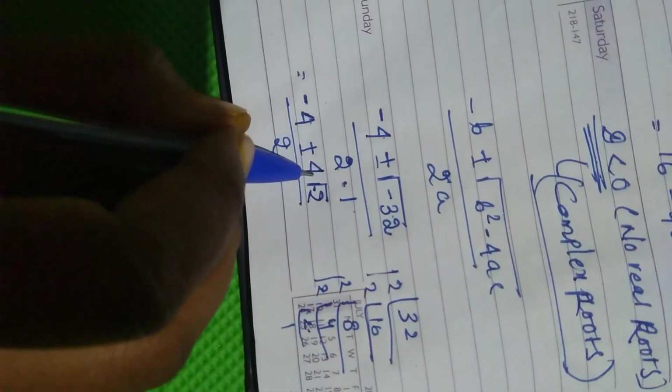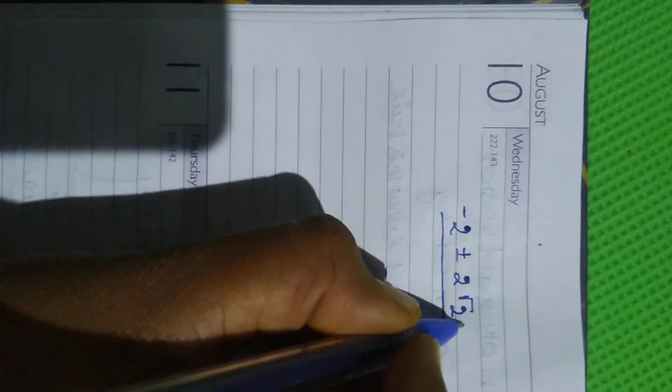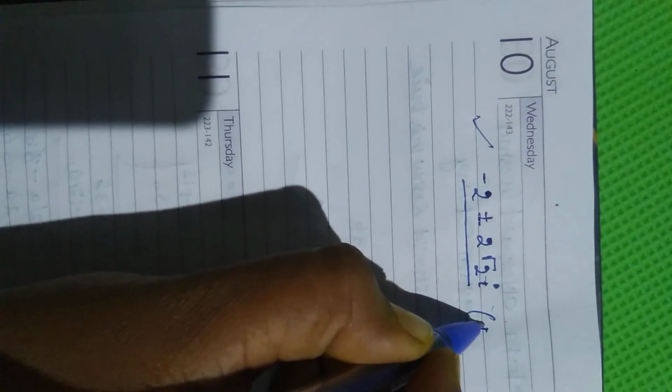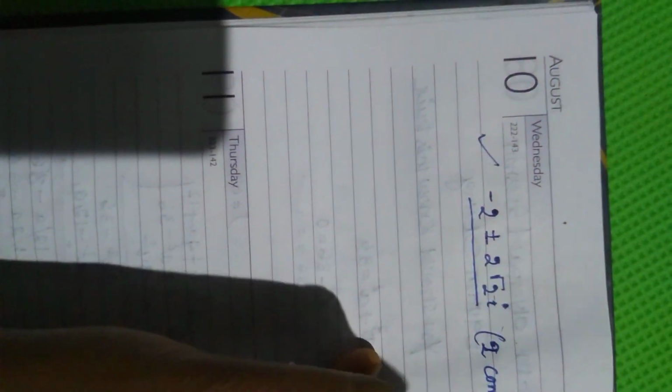Now let me take out 2 common from this. So you will be left, dividing both by 2, with minus 2 plus or minus 2 square root of 2, and negative 1 is i squared. Negative 1 is always i squared. So when you have i squared, the square and root get cancelled out. So you're left with minus 2 plus or minus 2 square root of 2 i. Those are the complex roots you have. Two complex roots, either negative 2 plus 2 root 2 i or negative 2 minus 2 root 2 i. So these are the complex roots that you have.